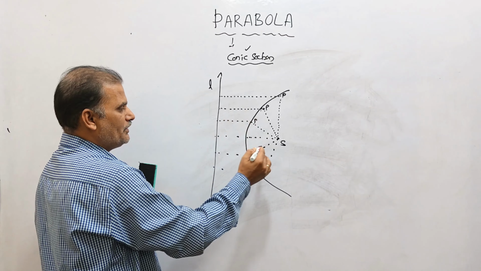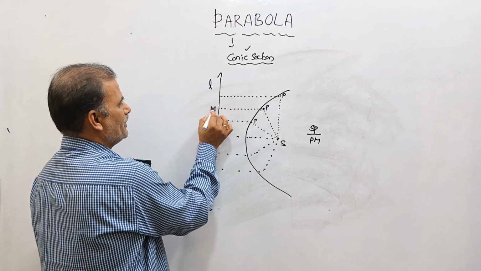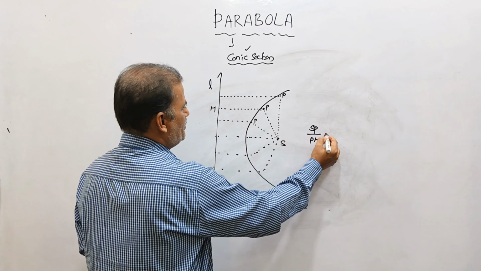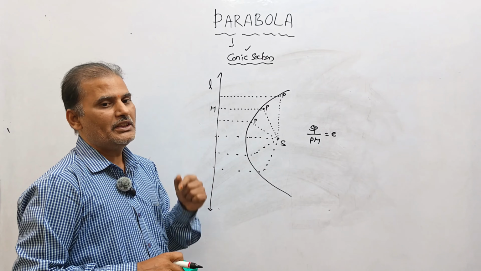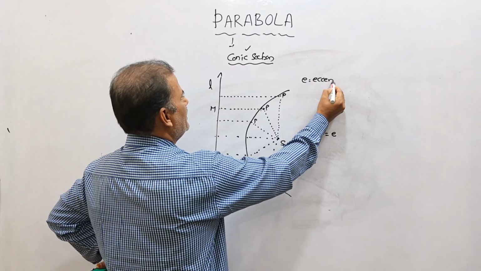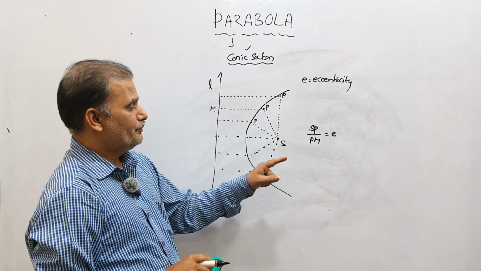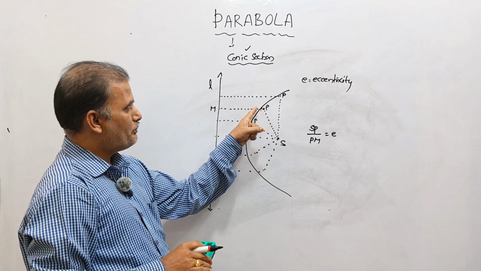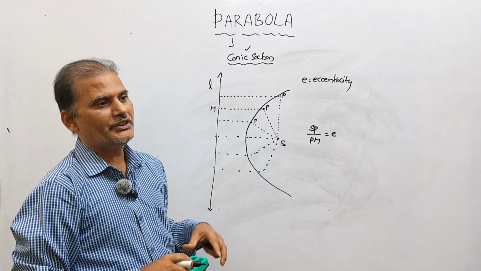In each case, the ratio of SP by PM, where M is the foot of the perpendicular from the point P, is equal to a constant. That constant is called E, and E is called eccentricity. What is eccentricity? The ratio of the distance from the fixed point to the point, to the perpendicular distance to the fixed line, is called eccentricity.